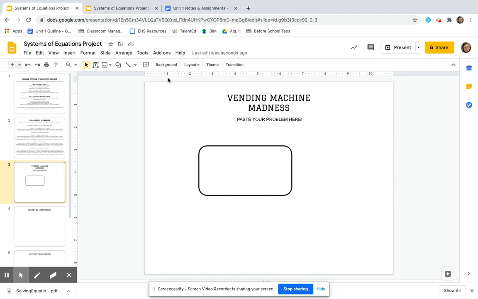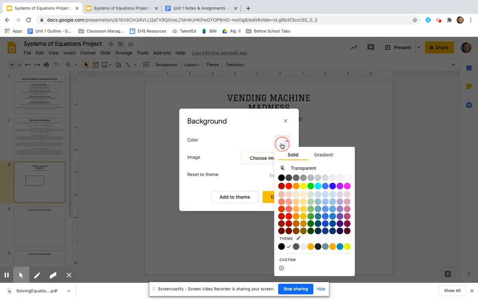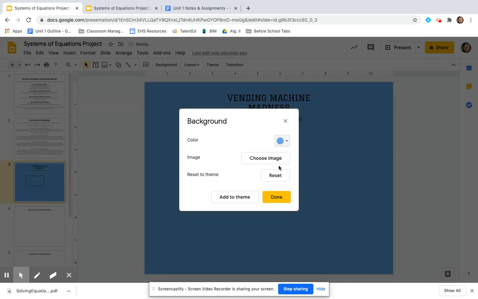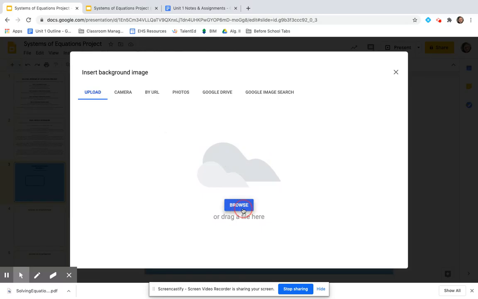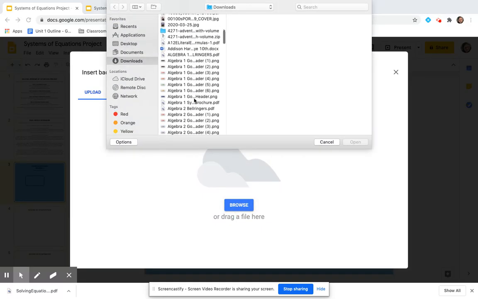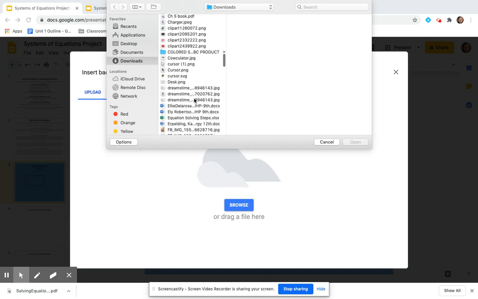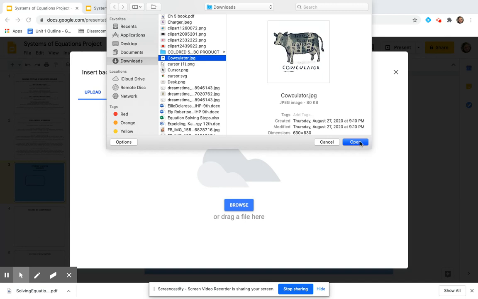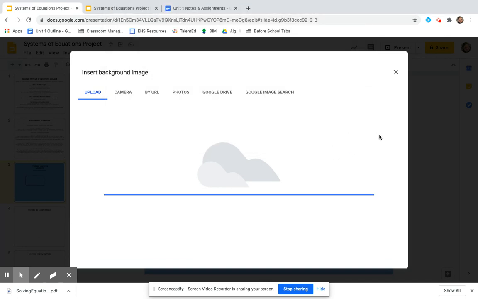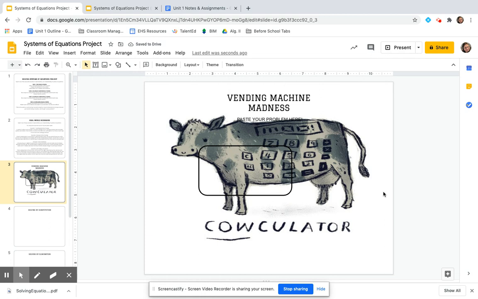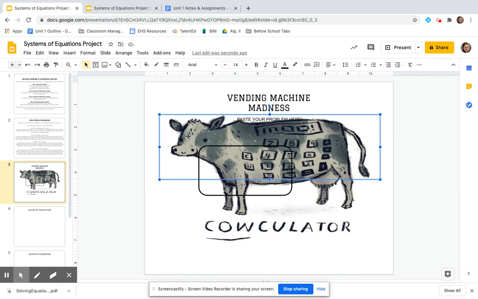If you don't want this to be white, click background. You can either choose a color like this, or you can select an image. And I'm going to pick one of my math jokes. Let's see. Here's a joke. It's a calculator. Funny, funny. So you can put an image as the background. That's not actually an image. Like, I can't click on it because it is the background. So if you don't want it to be something that can be moved, make it the background.